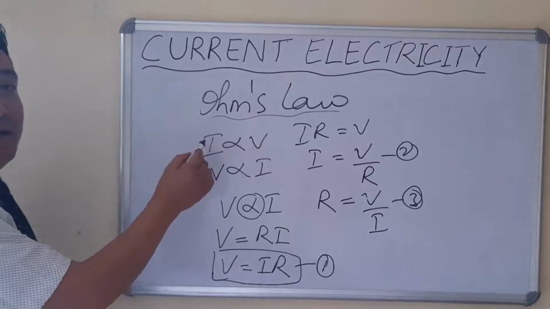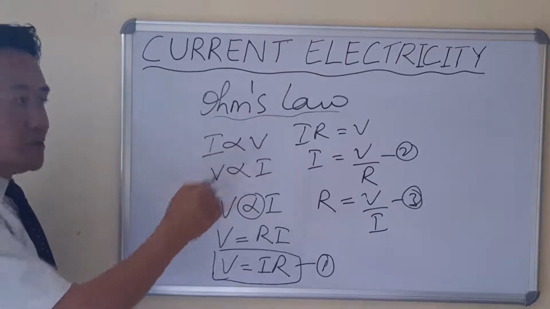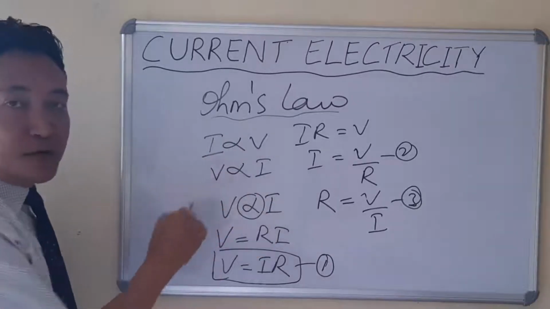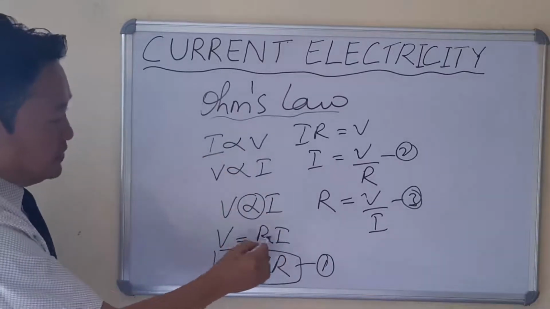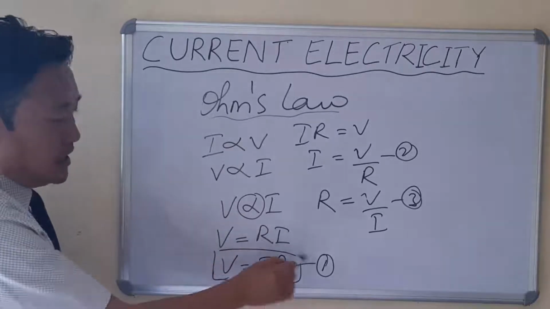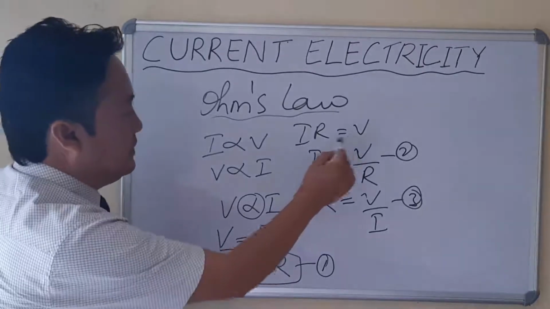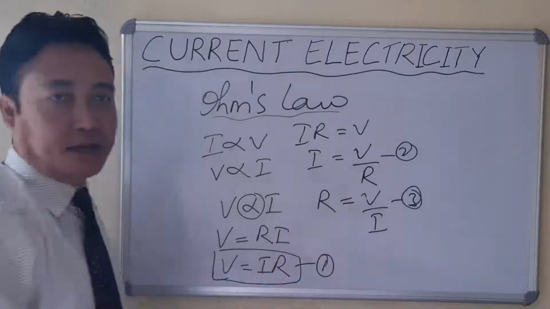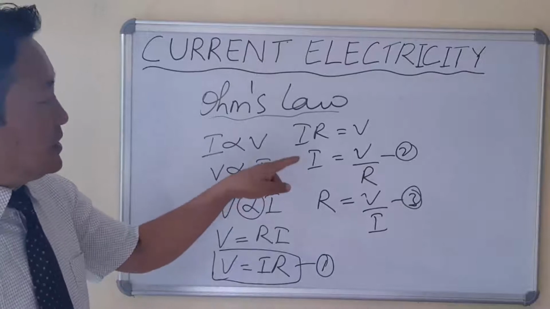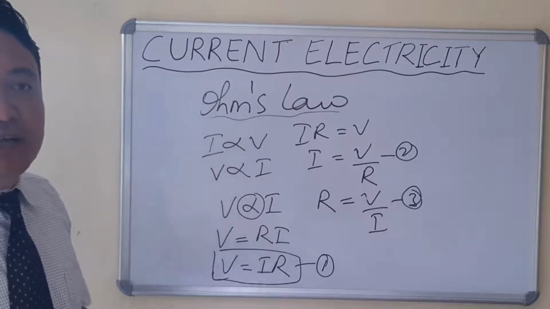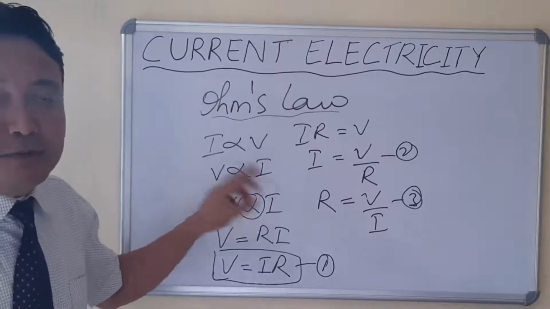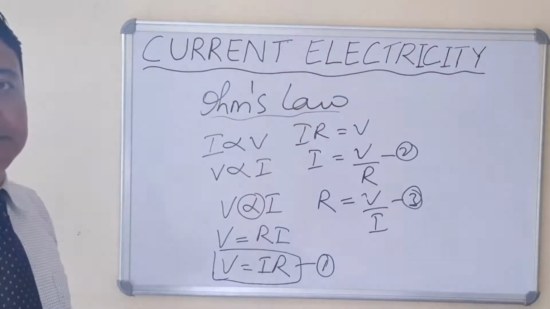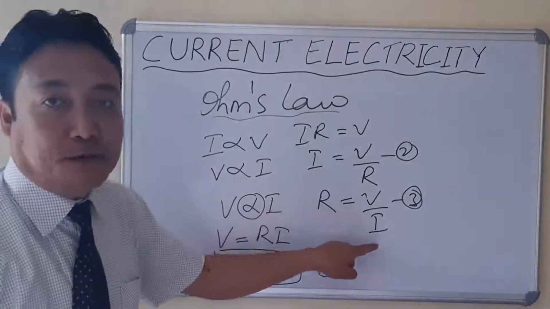Look here. I is proportional to V, or V is proportional to I. Or I can write V equals RI, or V equals IR, or IR equals V, I equals V divided by R, R equals V divided by I. That means current is directly proportional to potential difference, or potential difference is directly proportional to current, but current is inversely proportional to resistance, or resistance is inversely proportional to current.